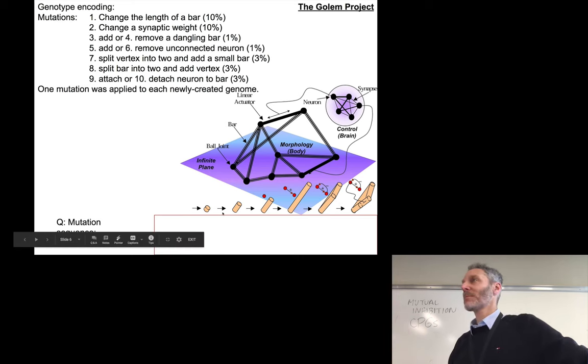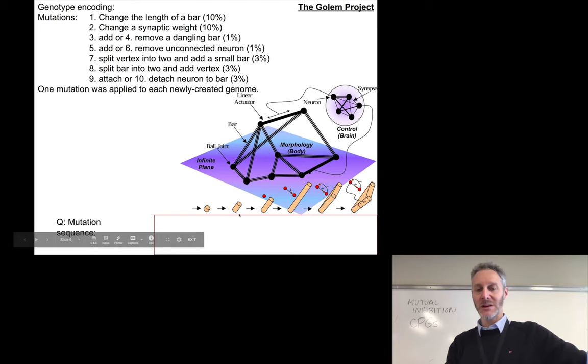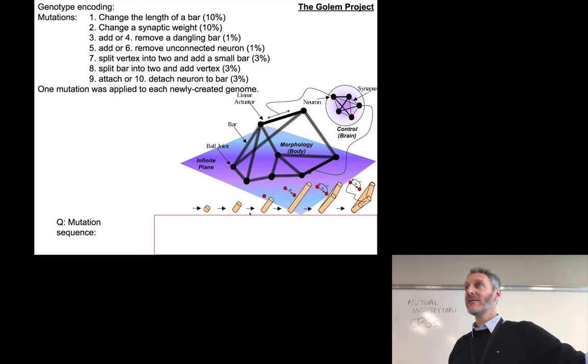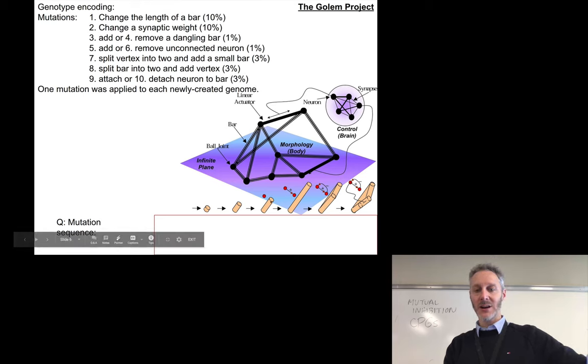How about this one? Change the length, right? That one's pretty straightforward. How about this transition? Add the neuron, right, which is wherever that is there. Number five, add an unconnected neuron and also change the length of the bar. So two mutation operators were applied here. How about at this arrow, at this transition? What mutations changed this genotype into this genotype?